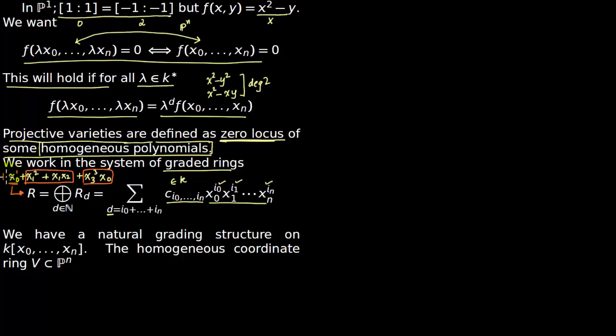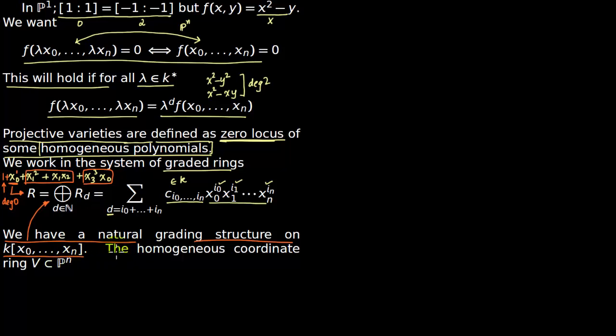So if you add 1 to this, 1 is degree 0. So you have a natural grading structure on this ring k x0 to xn. You just write it like this, that you are adding polynomials degree wise. So this entire thing, 1 plus x0 plus x1 square plus x1 x2 plus x3 cube x0, all of them lie in k x0 to xn.